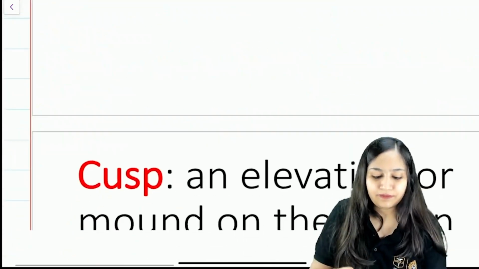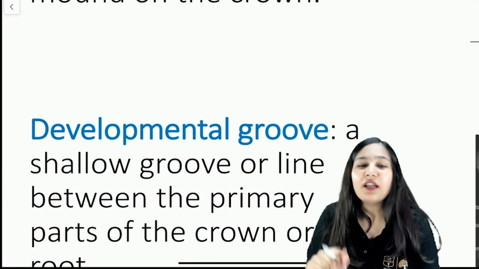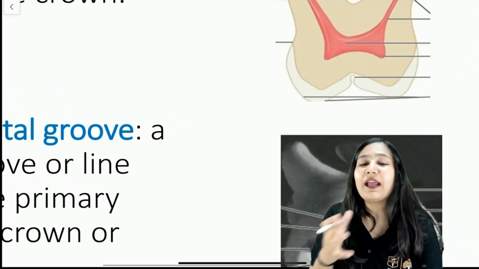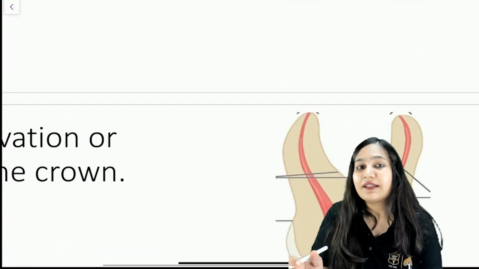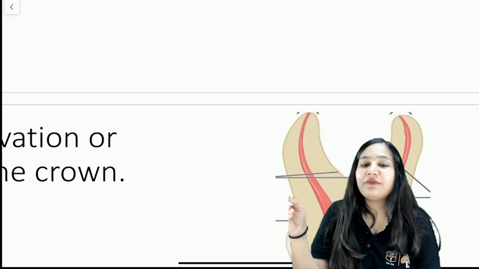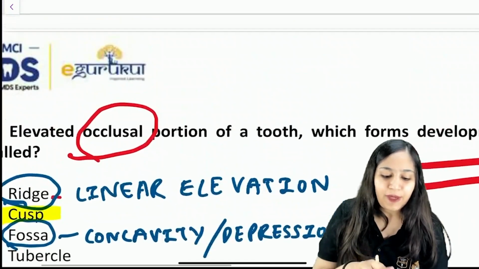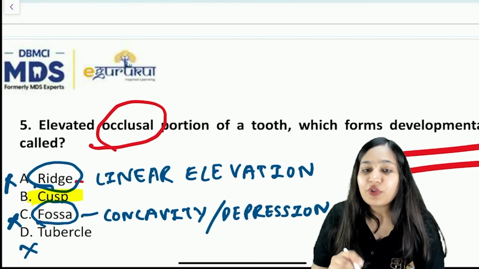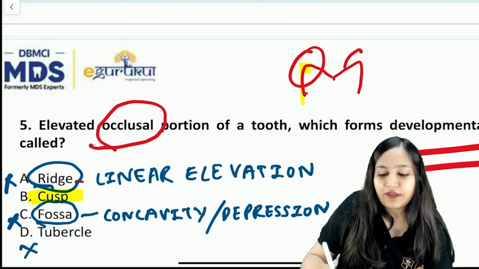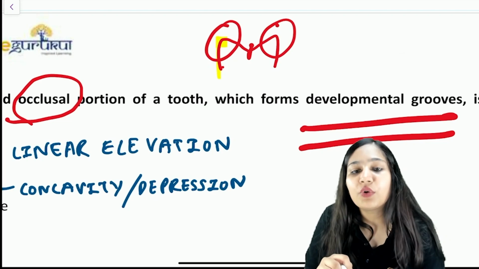So what is cusp? Cusp is also an elevation, and in between the cusps we can easily appreciate the grooves present. A groove is a shallow depression present between the primary parts of the tooth. Recently we have seen mandibular second premolar diagrams. In that, the lingual groove was separating two lingual cusps, right? So the same applies here. The occlusal portions are elevated, so cusps are elevated, and they are separated by grooves.